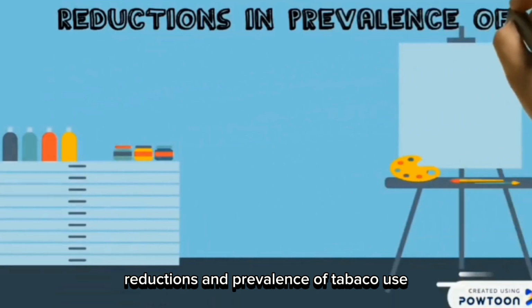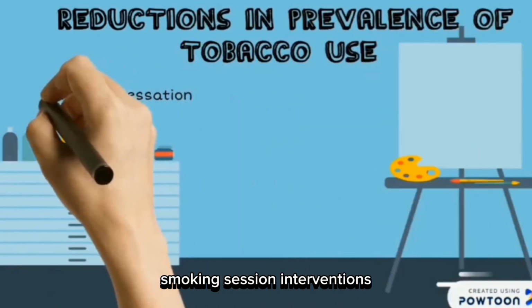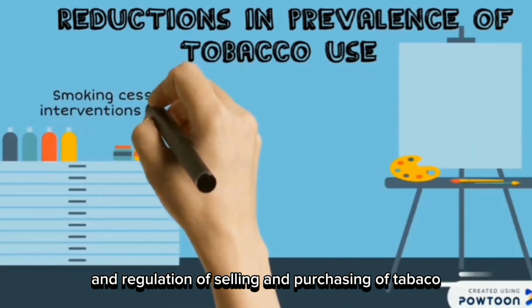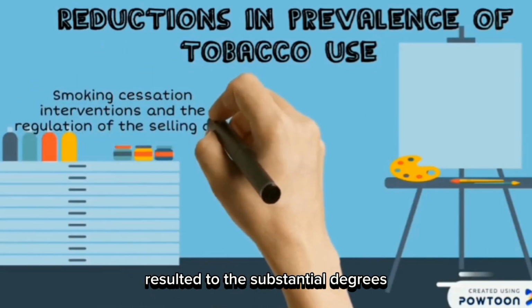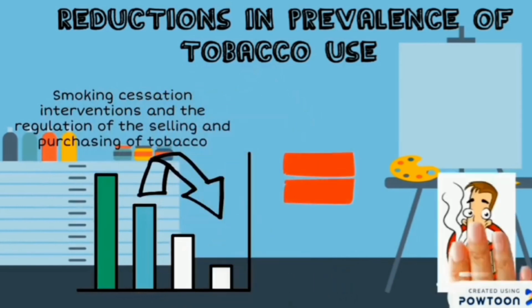Reductions in prevalence of tobacco use. Smoking cessation interventions and regulation of selling and purchasing of tobacco resulted in the substantial decrease in the number of smokers.